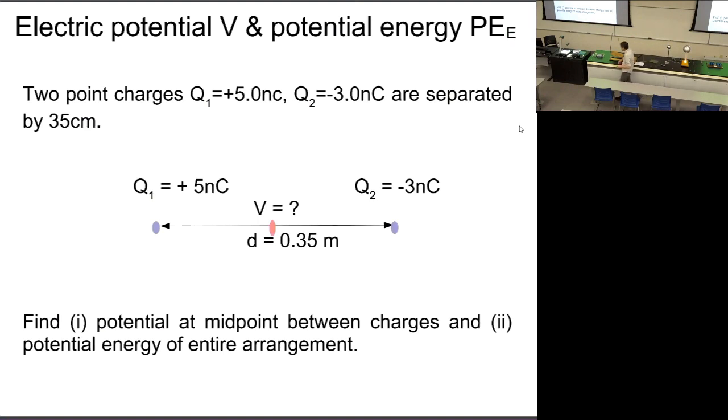And here's an example. In this example, we've got 2 charges. There's one on the left, it's 5 nanocoulombs. There's another one on the right, it's minus 3 nanocoulombs. And we're asked to figure out a couple of things, given those charges and the fact that they're 35 centimeters apart. So kind of like this. We've got to figure out the electrical potential at the midpoint of the charges, and we've got to figure out the potential energy of the arrangement of charges. So those 2 things.